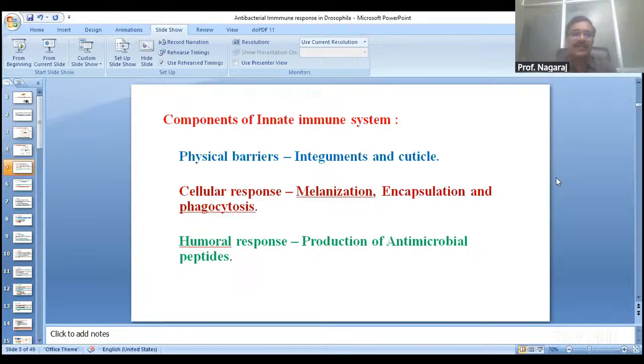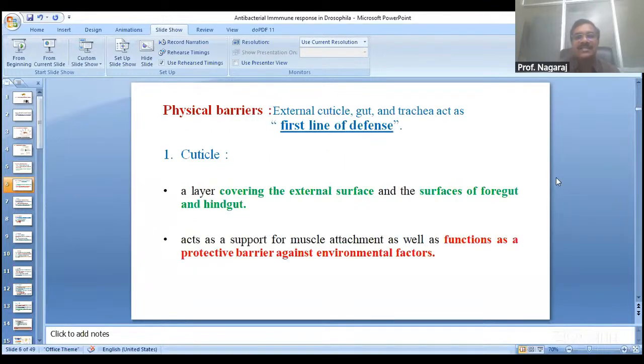Okay. Let's begin with the components of the immune system of the fly. It's exactly similar to the many components that we have. There are three different components: physical barriers, which include integuments and cuticle. It exactly corresponds to the skin and other integuments in our case. Cellular response, which includes melanization, encapsulation, and phagocytosis. And humoral response, which includes the production of antimicrobial peptides.